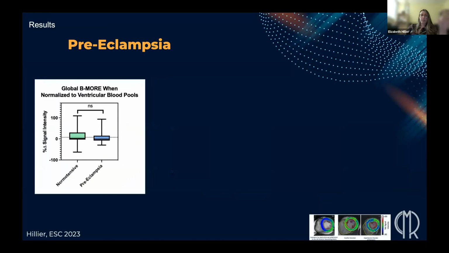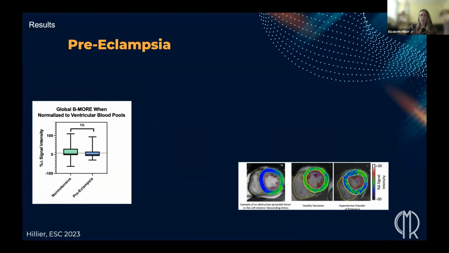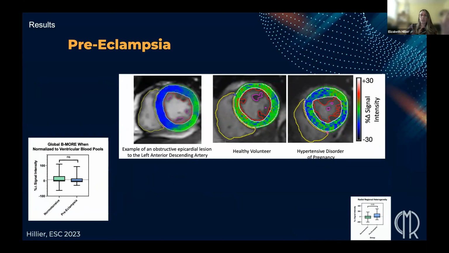And when we look a little bit further into this, Kate's talk just highlighted this perfectly, we can see some regional heterogeneity, which we've seen in a couple of different patient populations, which probably reflects some underlying microvascular dysfunction that's patchy and starting. So in this figure, the left pane is an example of probably a wraparound LAD that has a stenosis and was revascularized in the cath lab, but you can see the blue shows reduced B-more in that area. The middle pane here is a healthy volunteer with a nice global response in the green there.